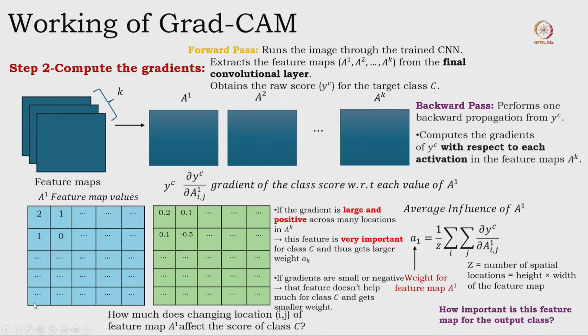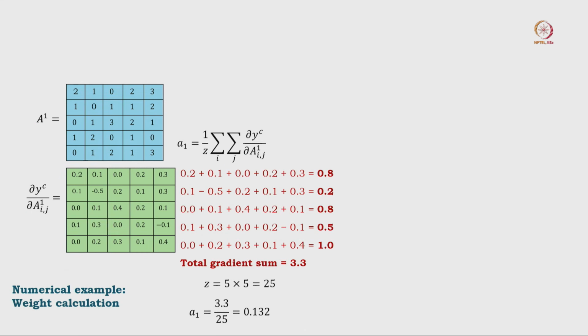That is what this particular explanation says. If the gradient is large and positive, then this feature is very important and thus gets the larger weight. If all of these gradients are small or negative, then we are going to get a smaller weight. So, let us see that with an example.